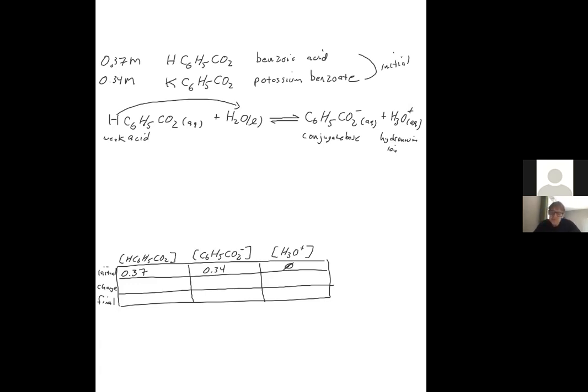Okay, so really what we're doing is we're saying, look, if you put these two species in water, which is the benzoic acid and the potassium benzoate, what are the initial concentrations going to be? Well, it's what you put in, the initial that you put in, 0.37, 0.34. The hydronium, you haven't formed any, there's no reaction, nothing has really happened. So before you start getting anything, you don't have any, okay? So it's 0.